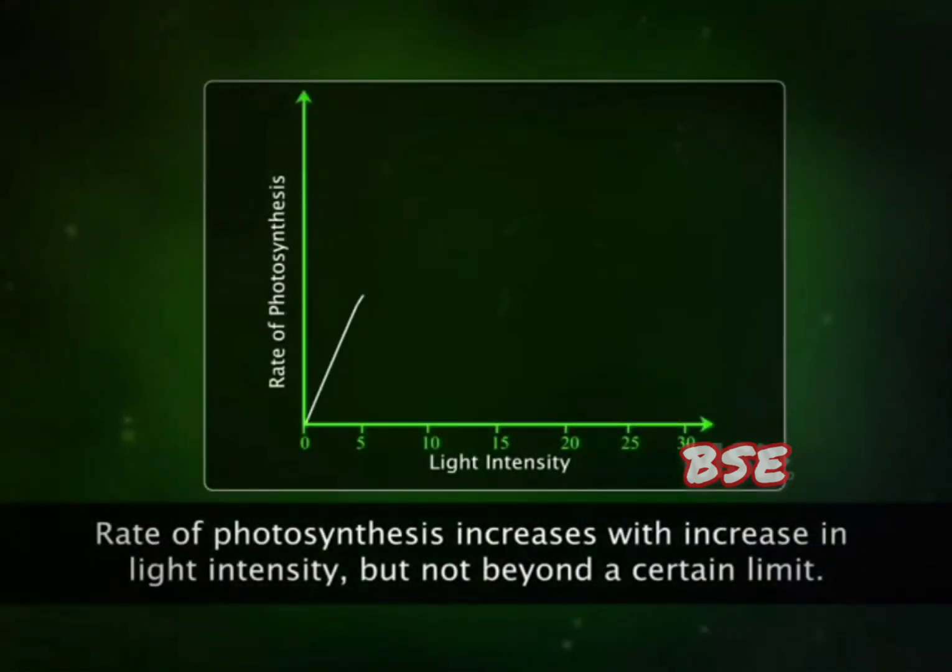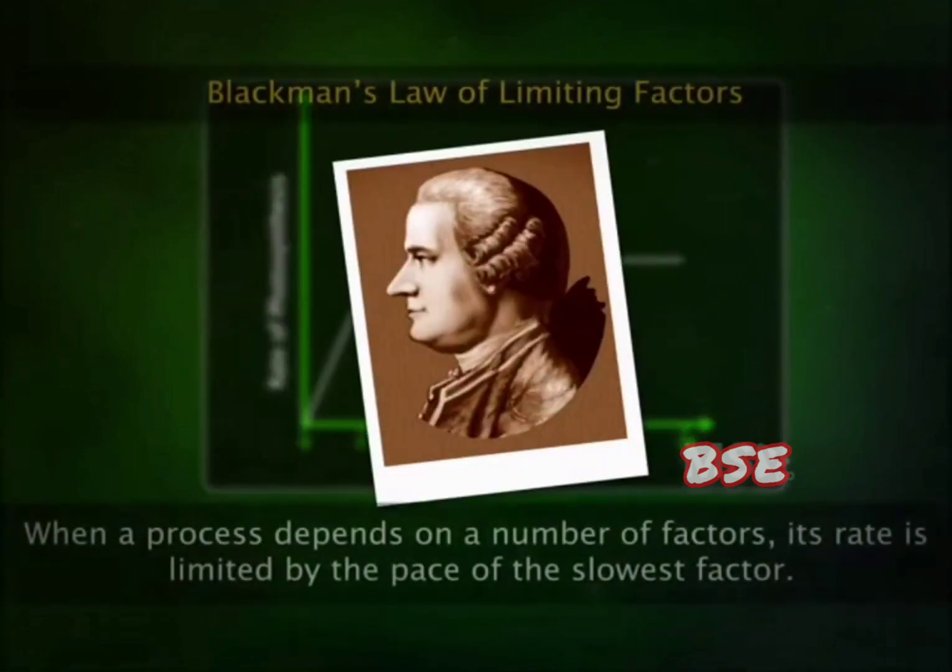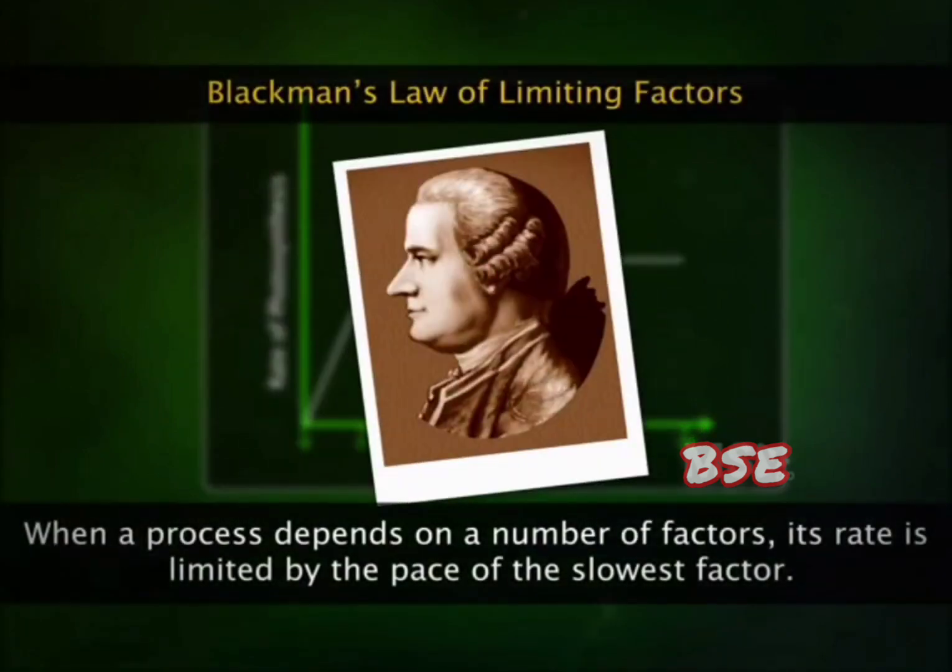Rate of photosynthesis will increase if the light intensity is increased, but it won't increase beyond a certain point, because according to Blackman's law of limiting factors, when a process depends on a number of factors, its rate is limited by the pace of the slowest factor.